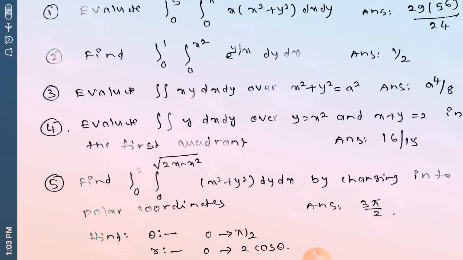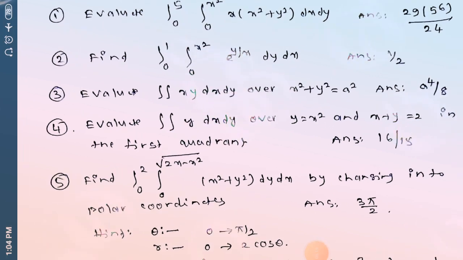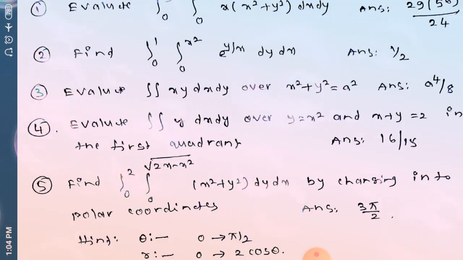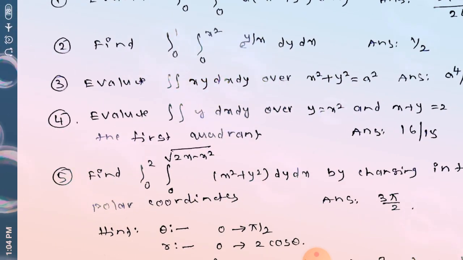Only you just make the simplification that gives you your answer. Now coming to your fifth problem. Find the double integral from 0 to 2 and 0 to root of 2x minus x square of x square plus y square dy dx by changing into polar coordinates.